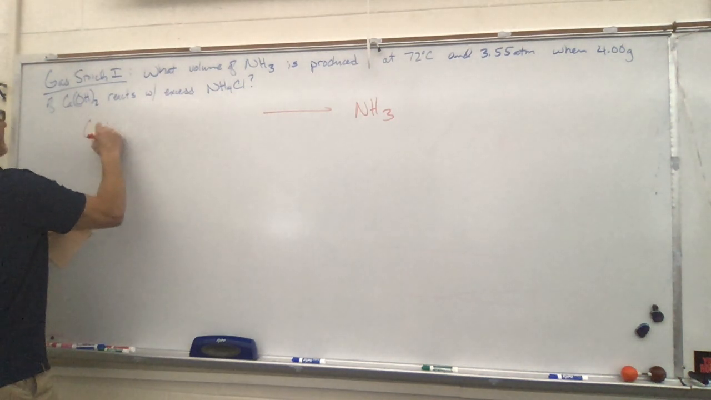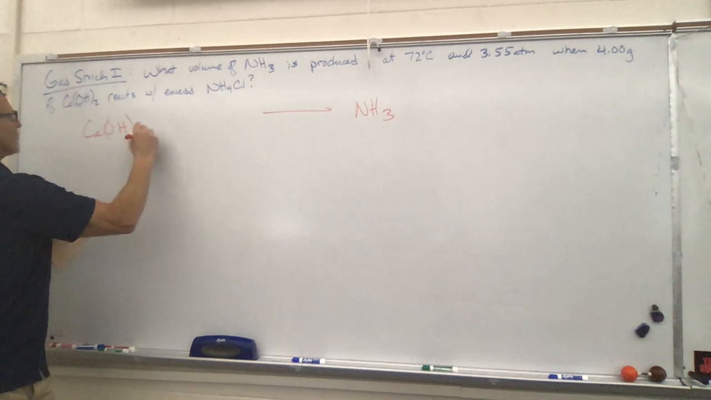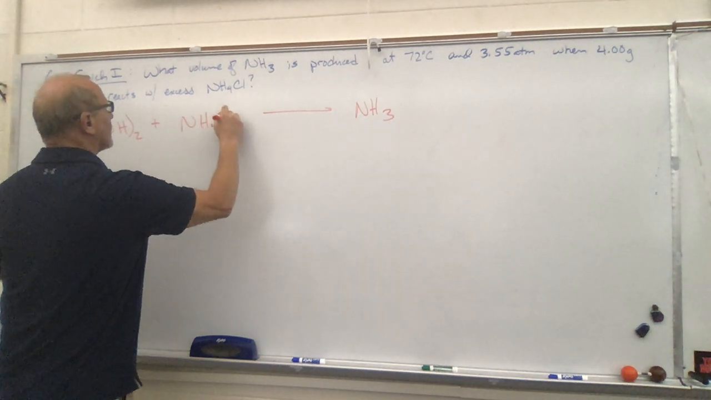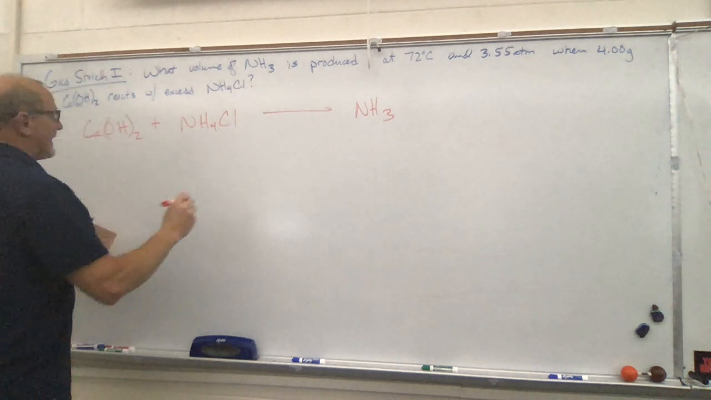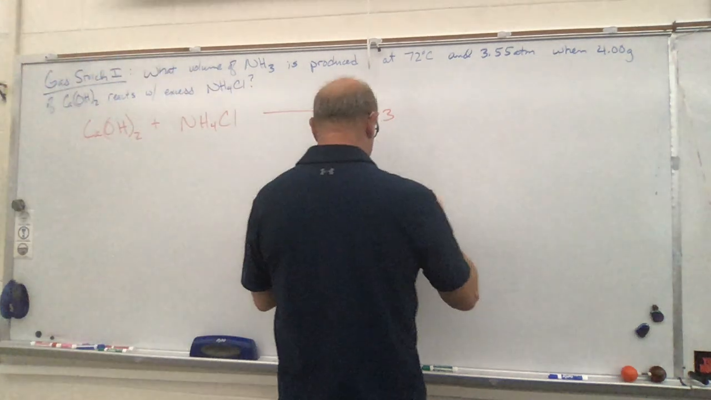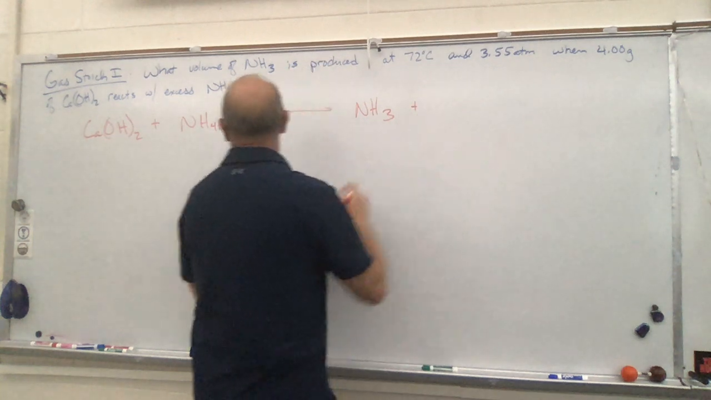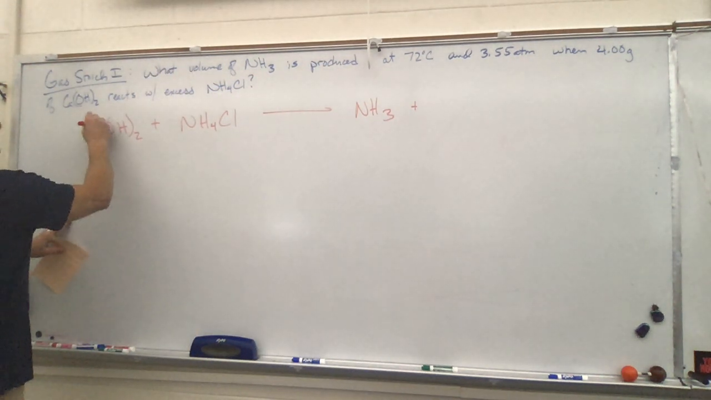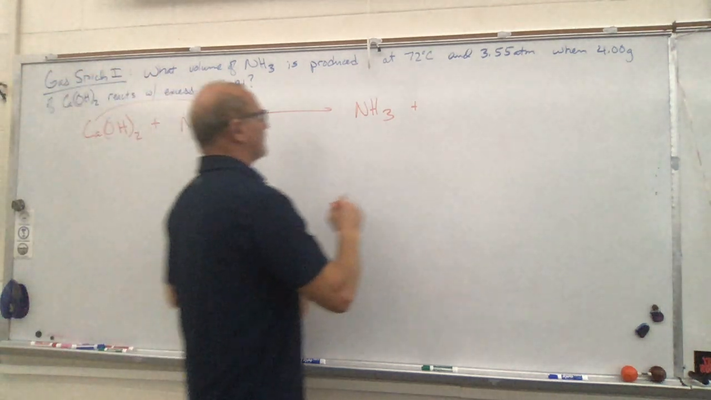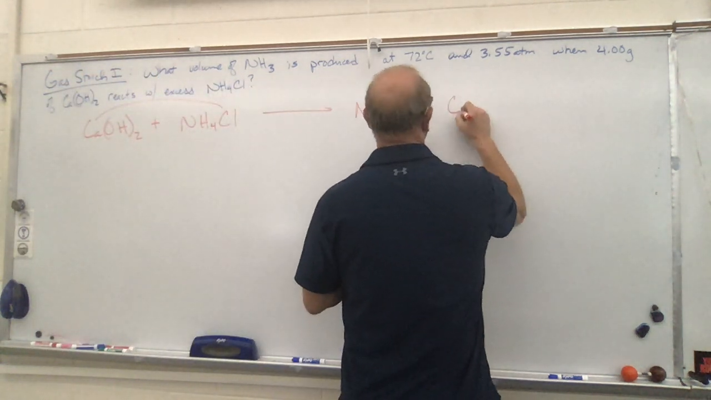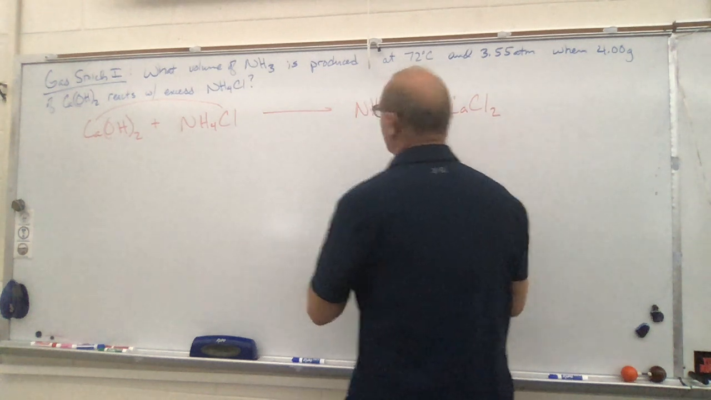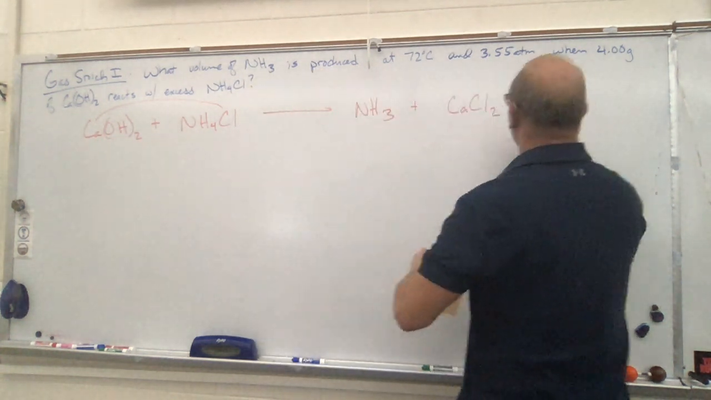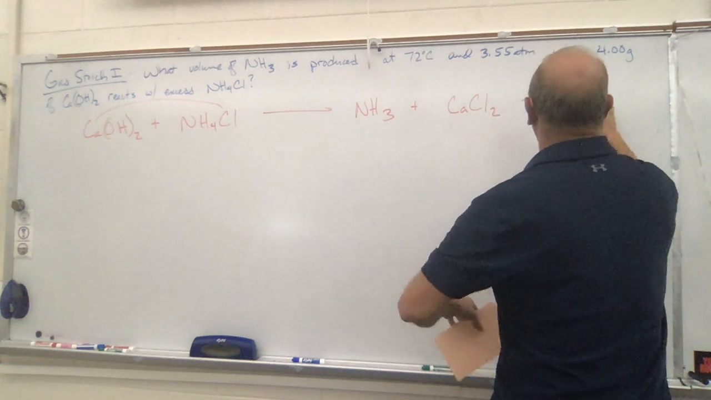when 4 grams of CaOH2 reacts with excess NH4Cl. Now I've got to figure out what my next product is going to be. Well, it looks like a double replacement reaction, and my calcium's going to combine with that chlorine, and that's going to make CaCl2. And then if you notice, we've got some OHs and Hs here. That's going to make a little bit of water.